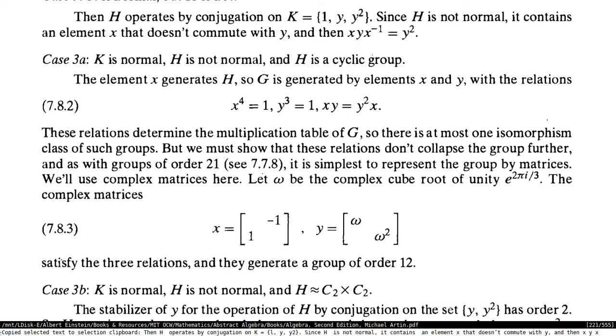X Y X inverse cannot equal 1, because that would mean that Y equaled 1, and that's not possible. X Y X inverse can't be Y, because that would mean that H was normal. It would mean that everything in H commuted with everything in K, and we're assuming that that's not the case. So the only possibility is that X Y X inverse equals Y squared, which is what he's saying.